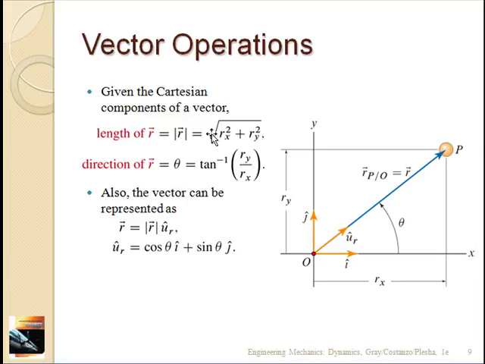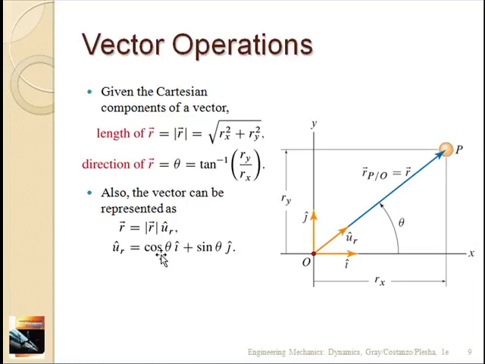The magnitude of r is the square root of the sum of the squares of the x and y components. The direction of r, or the angle in the xy coordinate system, is the inverse tangent of the y component divided by the x component. That is, the tangent of this angle is this height divided by this horizontal distance. And we can also denote the vector as its magnitude times a unit vector in the r direction, right? So we can define ur as a unit vector in this r direction, and multiply by the magnitude of r to get the r vector.